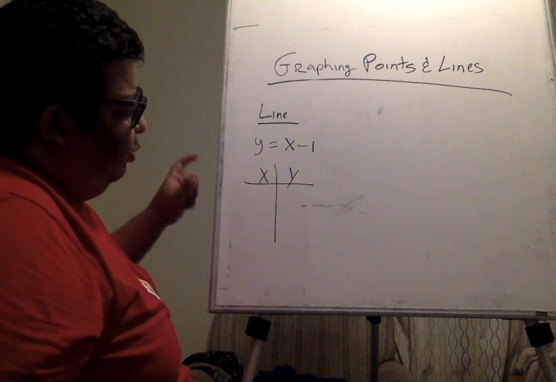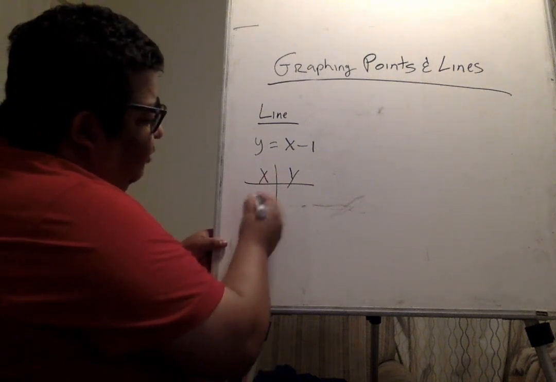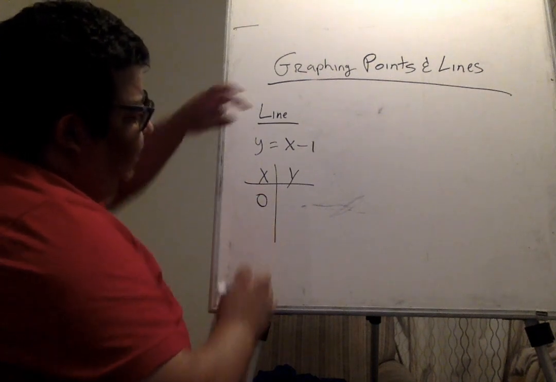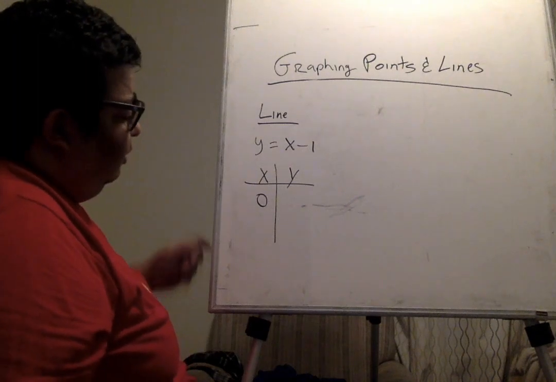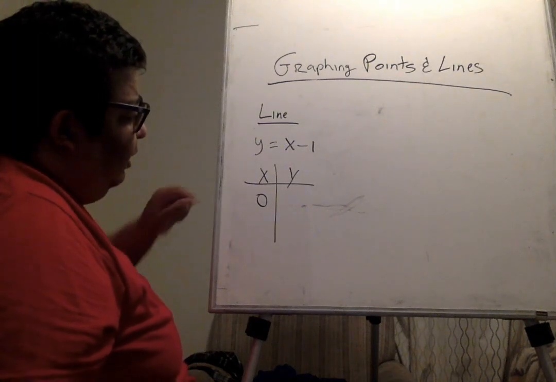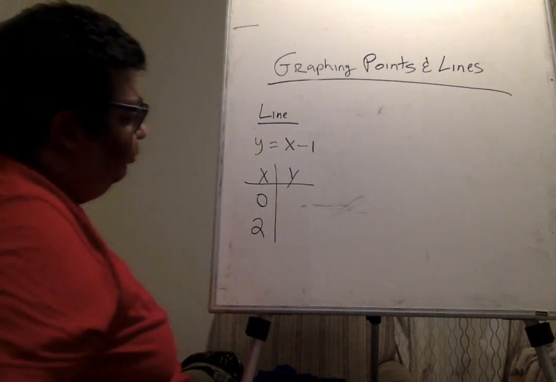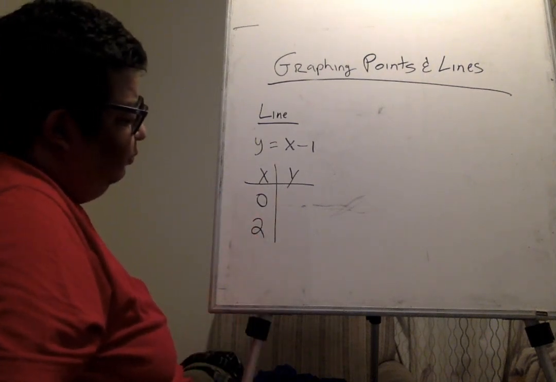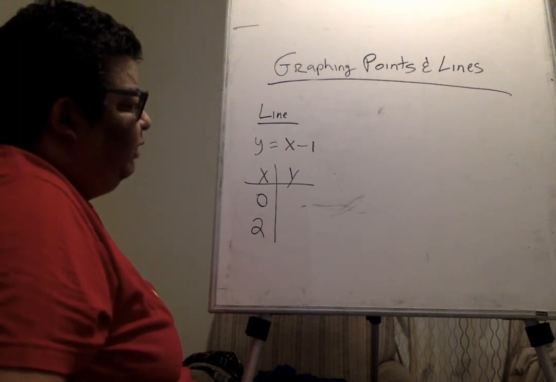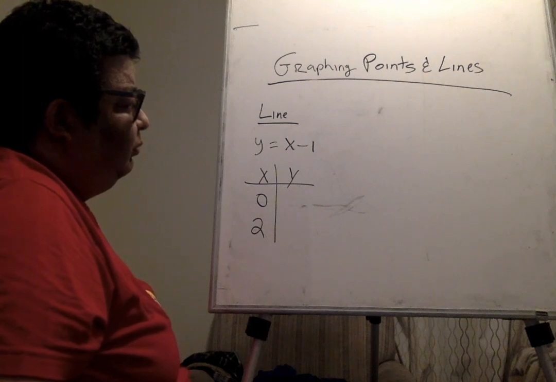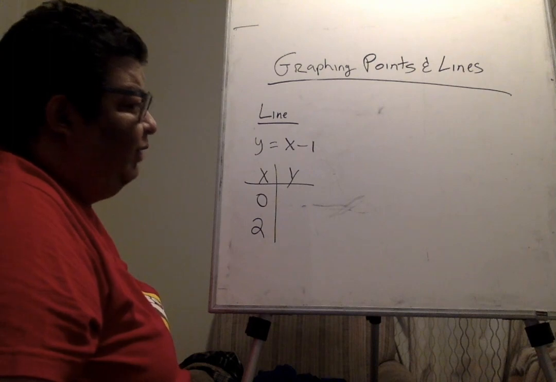Our lucky number is always going to be 0, most of the time. So for X, always choose 0 most of the time, unless you see something that is going to be too difficult for you to solve. I'll tell you why 0, okay? The next X that I'm going to choose is going to be 2. Remember, for a line, you will only need 2 points. Once you have 2 points, you're set to go. All you have to do is graph it.